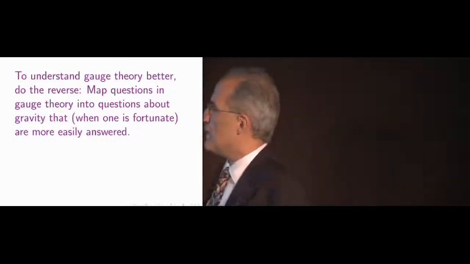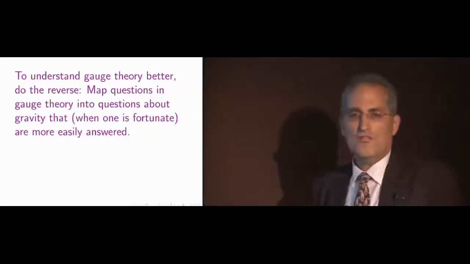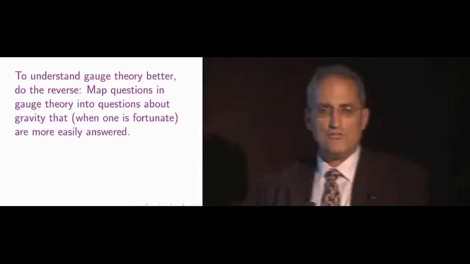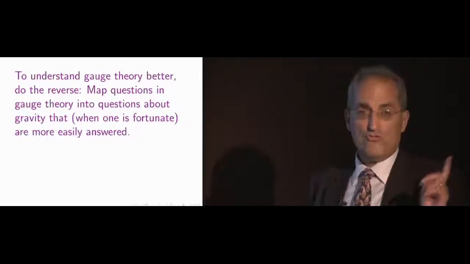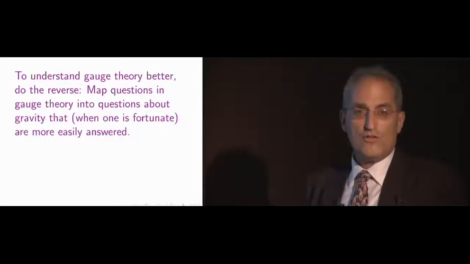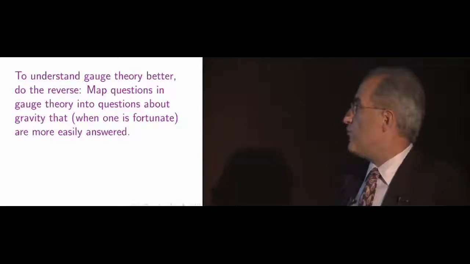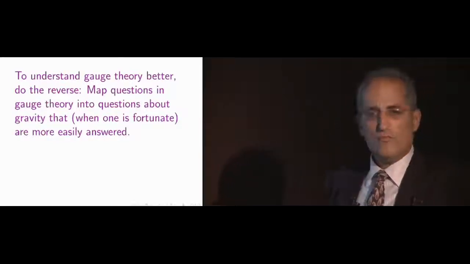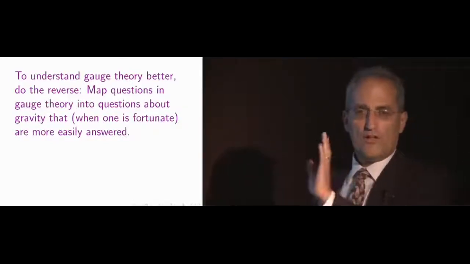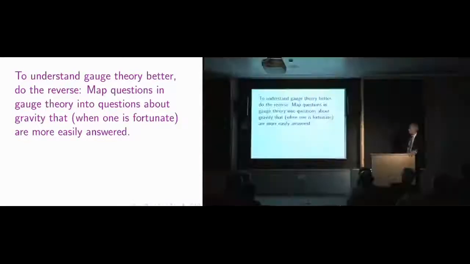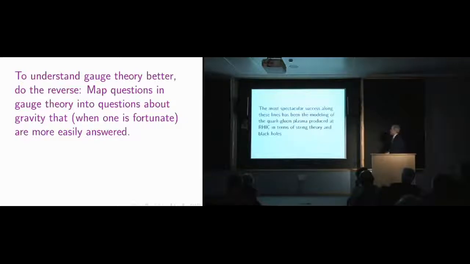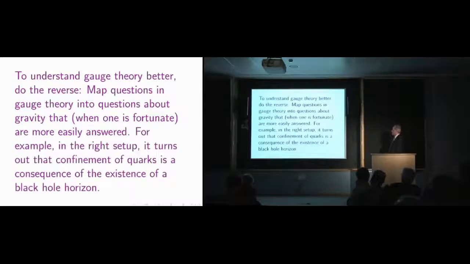So if you take a question about black holes that Einstein actually knew how to answer, or Einstein and others who used his equations, it might map into a question about gauge theory that you have trouble answering. So when you're lucky, instead of using gauge theory to answer questions about black holes, you can use black holes to answer questions about gauge theory. So this has had a lot of successes.